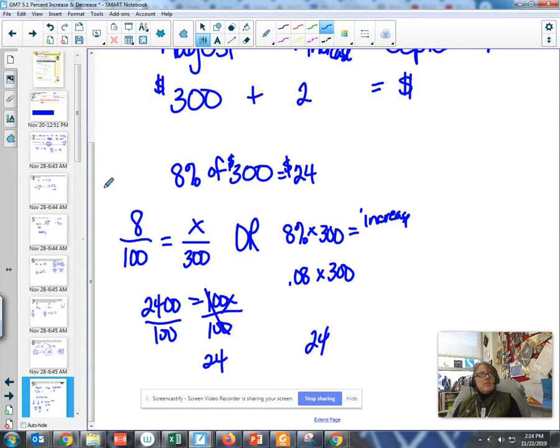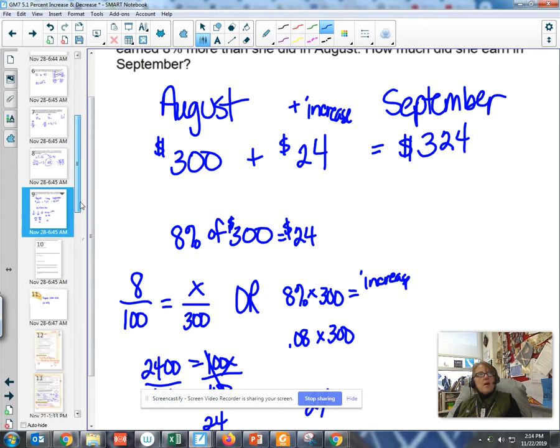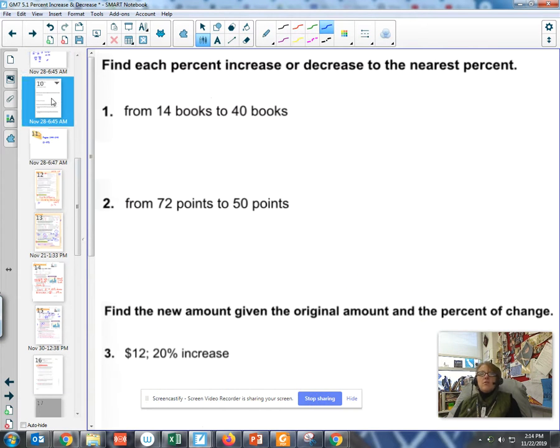That isn't what she made in September, silly. That's her increase. So in September, she made $324 total. Sometimes on the problems that you're going to work on today, you're looking for the percent. Sometimes they give you the percent. And so now you have to be able to apply that for all these changes. All right, here we go.